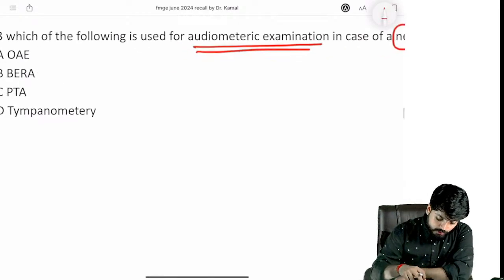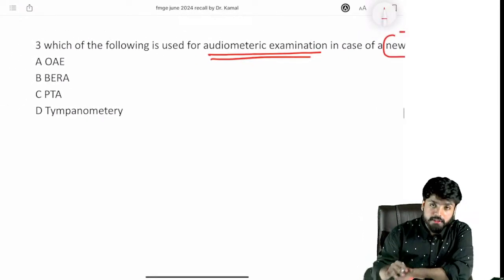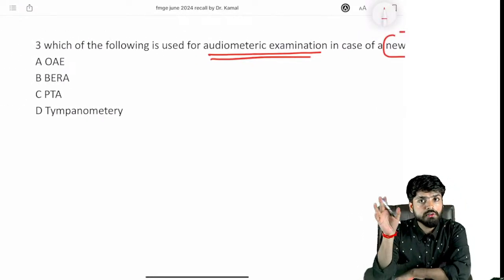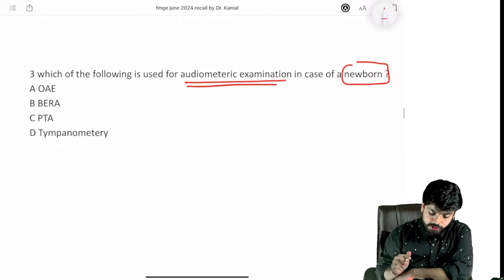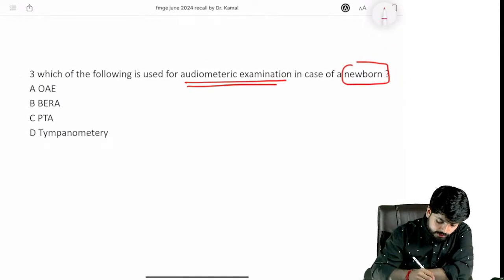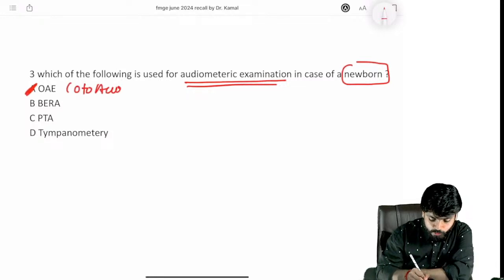So tympanometry, PTA, you have to remember that these tests will not directly help you in the case of audiometric examination in a newborn. The straight away answer for this is OAE, or otoacoustic emission.